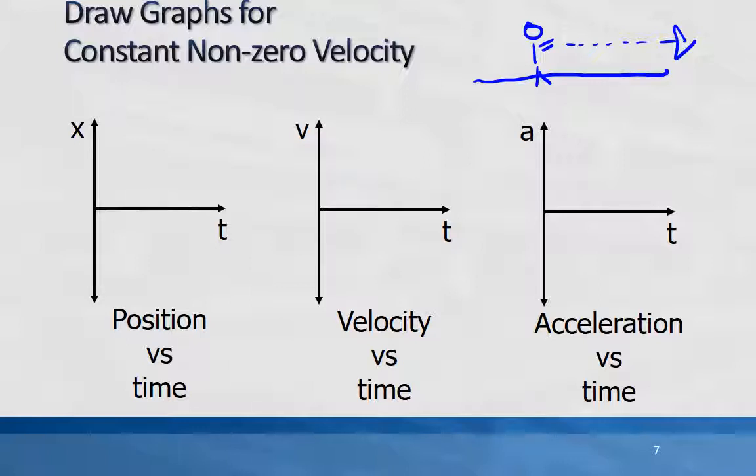Okay, so if the person's moving at a constant velocity, let's say their location was 0 when they started. After a second, maybe they were going 1 meter. After another second, maybe 2 meters. So you're going to have a constant slope with position. And if they're moving at a constant velocity, velocity is staying the same. That's how fast they're going. And then because the velocity stays the same, acceleration therefore would be 0.